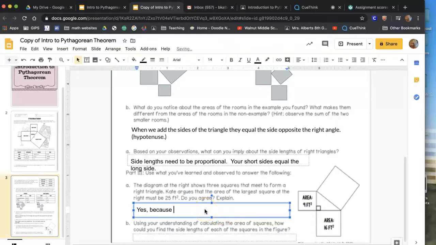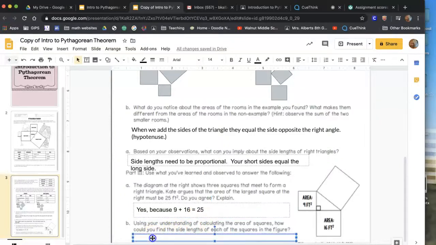Because 9 plus 16 equals 25. Using your understanding of calculating area of squares, how could you find the side lengths of each of the squares to figure that out? Well, if the area here is 9, we know the side length has to be 3. So that would be 3 squared. The side length here would have to be 4. So we'd have 3, 4. So what's the side length of this? That's 5. Okay, again, it's proportional.